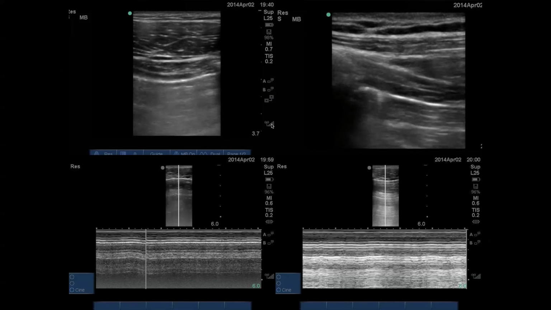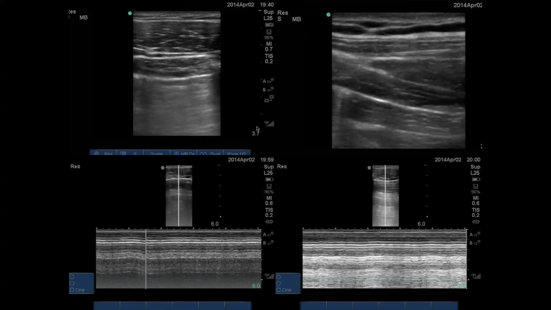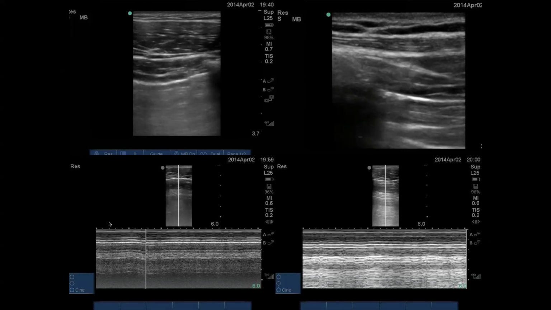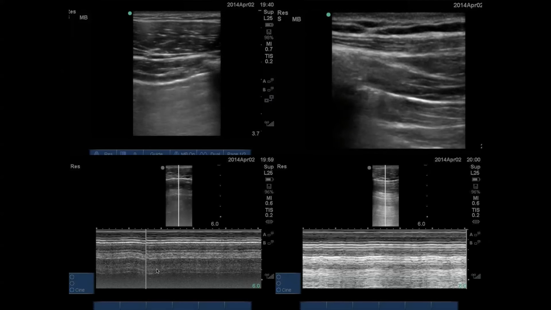So if you're not sure if you're seeing lung sliding, you can put it in M mode to look for motion. On the left, we see normal lung sliding here. In M mode, when you look for motion, you're going to see what looks like sand on a beach.